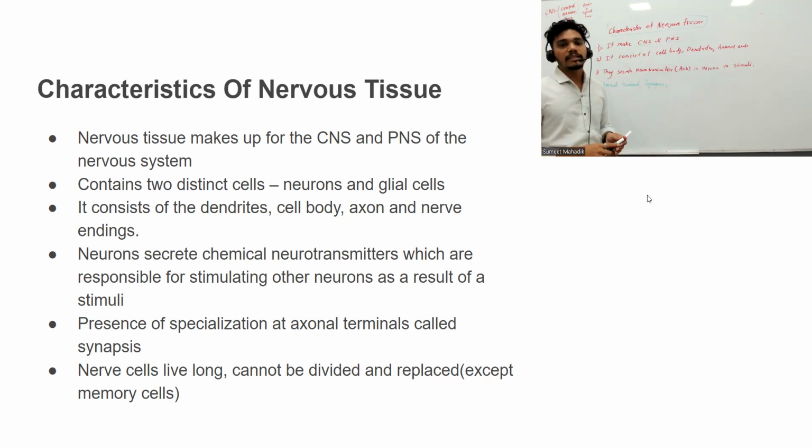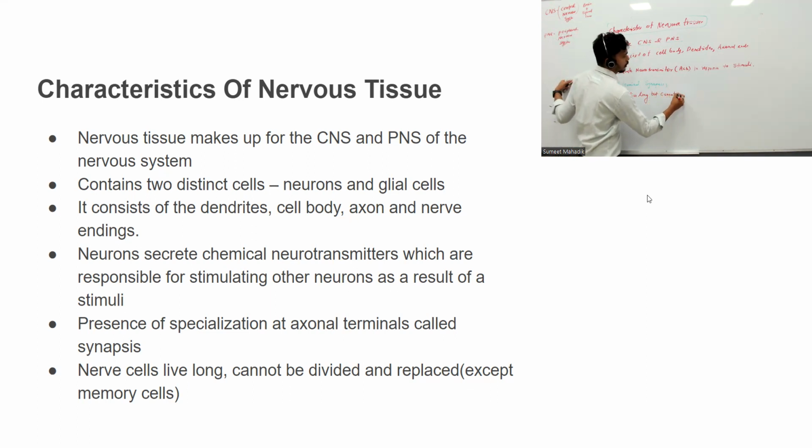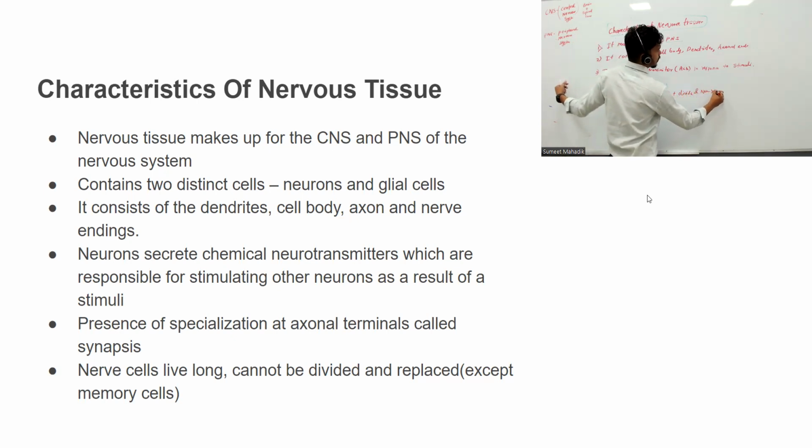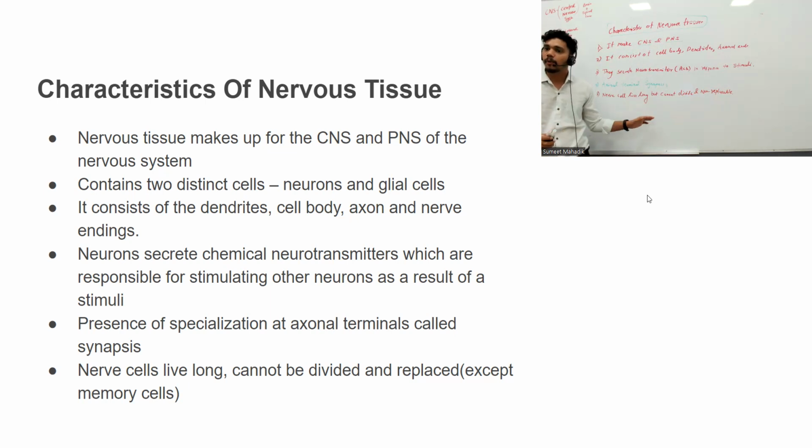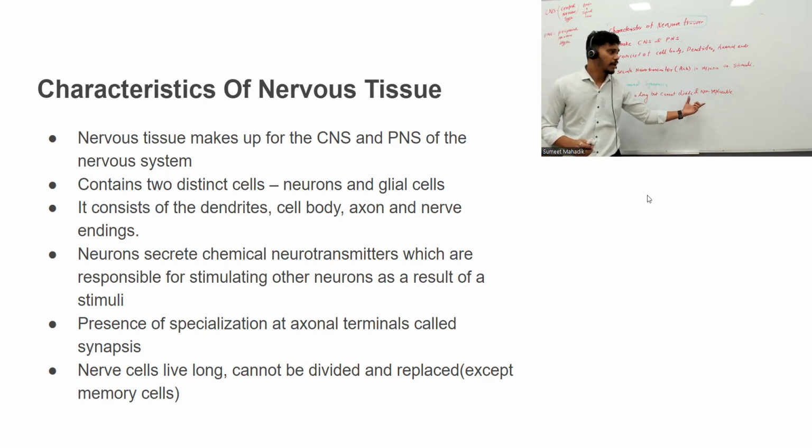Nerve cells live long, cannot divide, and are non-replaceable. The moment we are born, they are there in the body, and as we grow, they also grow. They are long living, but they can't divide or multiply, and they are not replaced.